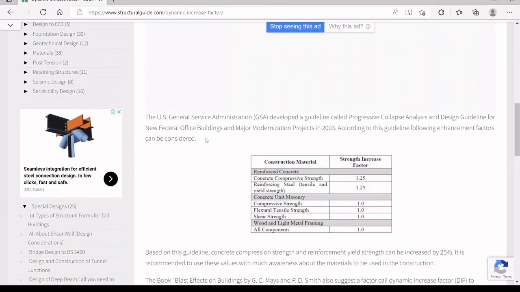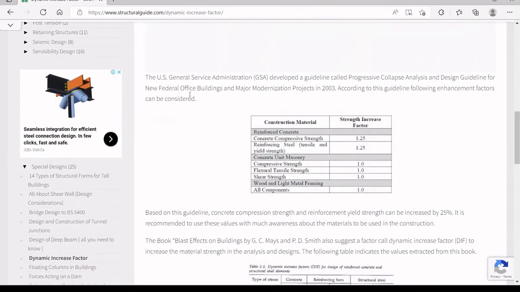In addition, I would like to draw your attention to the General Services Administration (GSA) guideline for progressive collapse. In this guideline, also they have given a table for material strength enhancement, for reinforcement and for concrete compressive strength. We can consider a 1.25 factor. For reinforcement steel, tensile and yielding, they suggest 1.25.